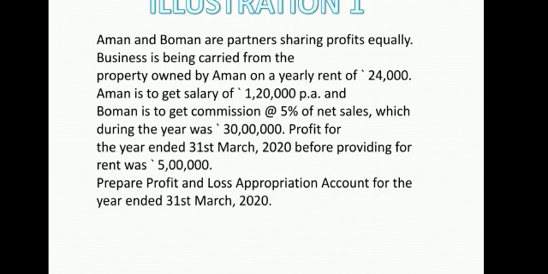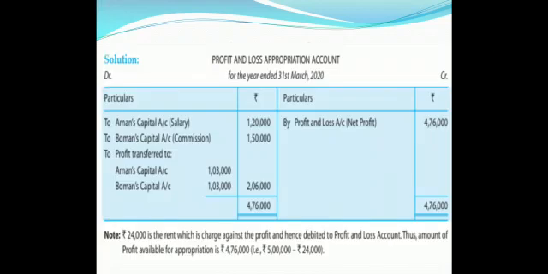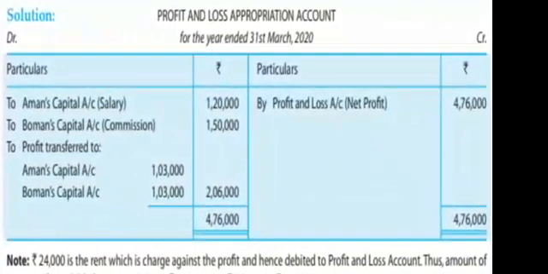That means now we have to calculate the adjusted profit. We cannot use this 5 lakh as it is for appropriation. First, the rent has to be deducted out of it. That means the net profit which should be transferred from profit and loss account to profit and loss appropriation account should be 5 lakh minus 24,000, that is 4,76,000. Now let us see how profit and loss appropriation account will be prepared. See here, this is the solution.